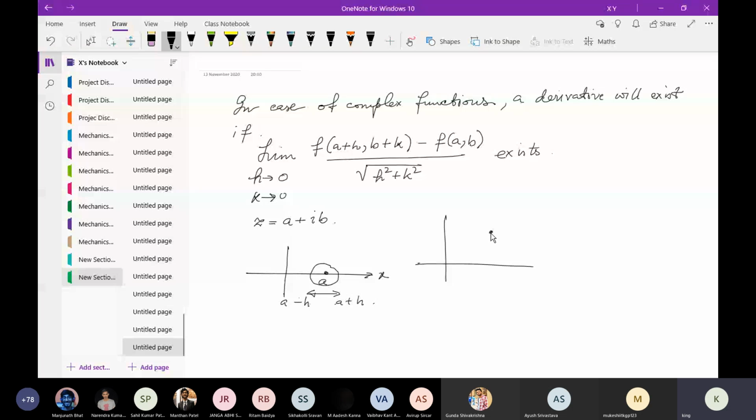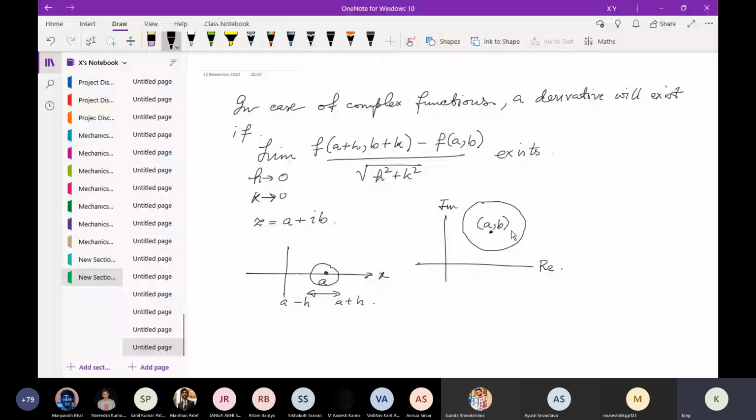What happens when we look at the complex plane? We have imaginary, we have real, and we have this point AB, and this is the domain. So I might choose to move this way, this way, this way, or this way. There are multiple ways, infinite ways in which I may move. I may even choose to go this way, a peculiar path.